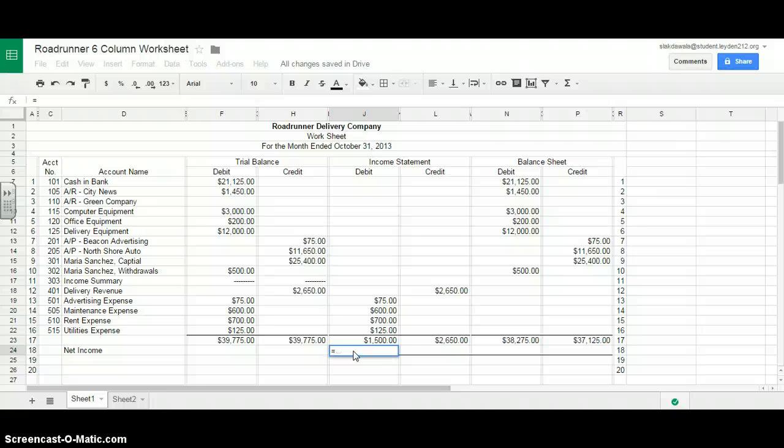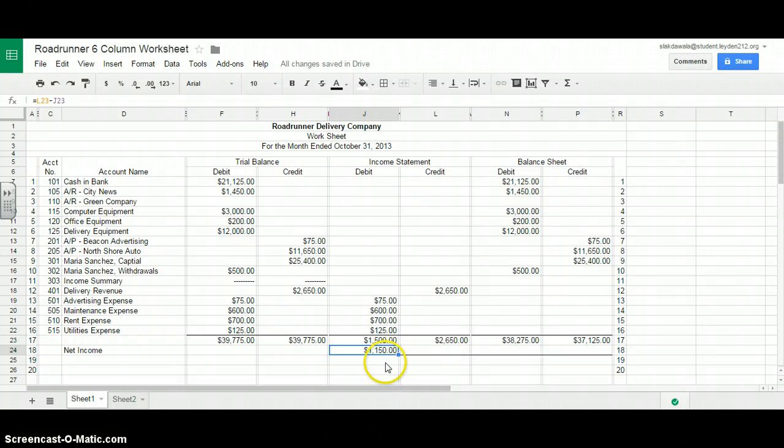So I'm going to do equal sign, and I'm going to take my revenue value minus my expense value. And that is going to give us $1,115. That value, since it's a positive value, means that we have that much in net income. Now, if we had greater expenses than our revenue, we would experience a net loss, which would mean that the company did not earn any money. But we're happy to report that right here we have a positive value and we have net income.